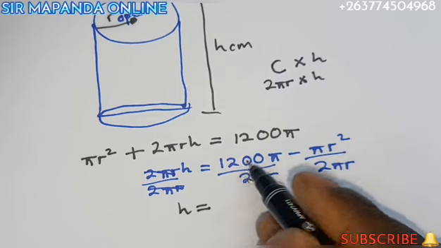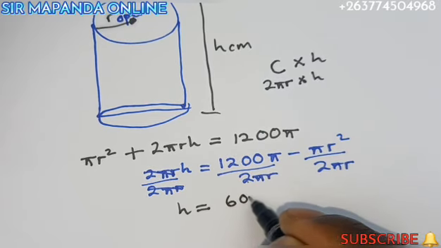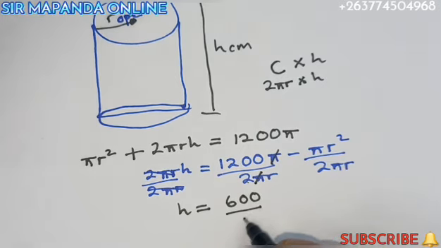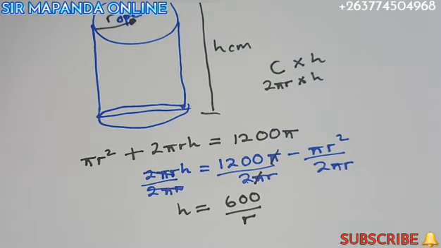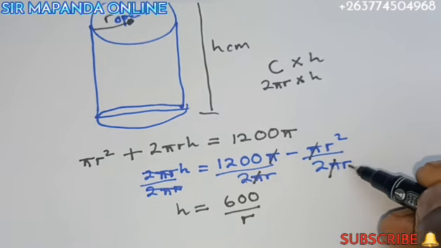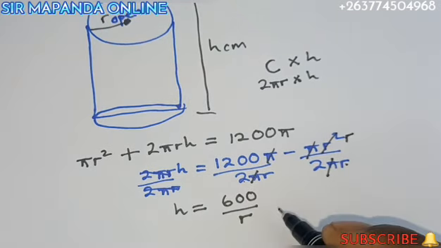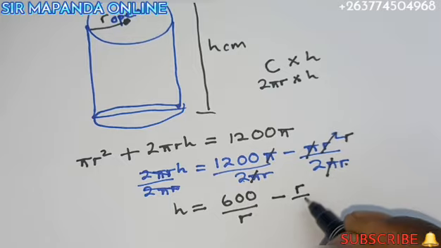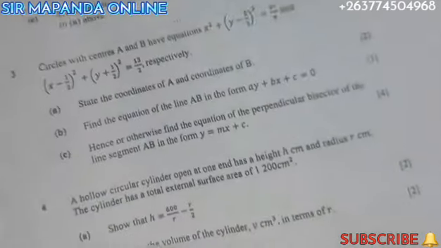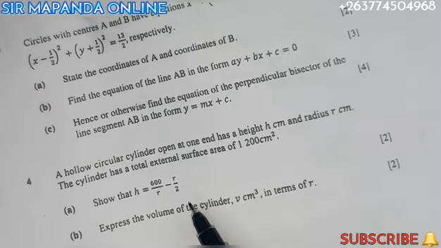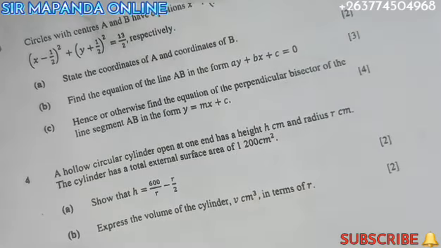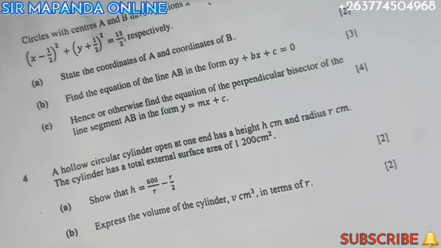Then 2 into 1200, you get 600. Pi and pi cancel off each other, so you'll be having r below. Then here, pi is going to cancel out with pi. Then r into r squared, you get r, so you'll be having r over 2. And if you check with the question, this is their requirement. So you can now agree that there is a missing pi on 1200 for the show that to be complete.